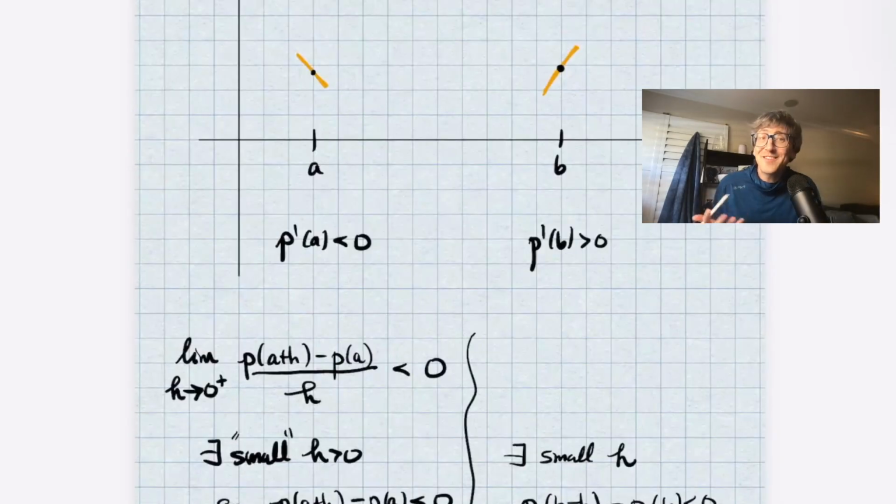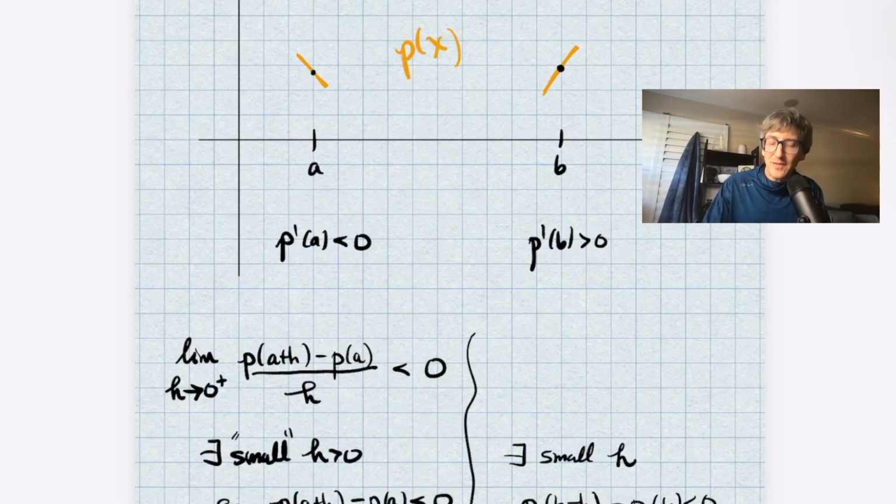So let's do that. And this is maybe my favorite part. So what do we know? We know that we have a function, and when we take the derivative at a, we get a negative number. And when we take the derivative at b, we get a positive number. So this orange function here is going to be a graph of p of x. And so now this negative value is actually saying that this slope is negative. And this positive value over here is saying that that slope is positive.